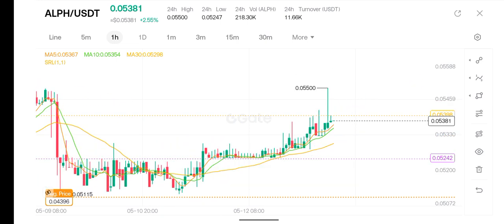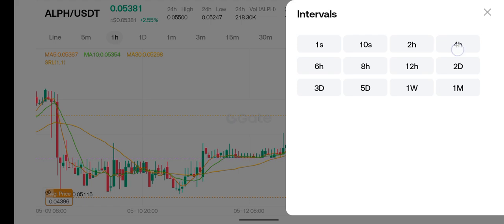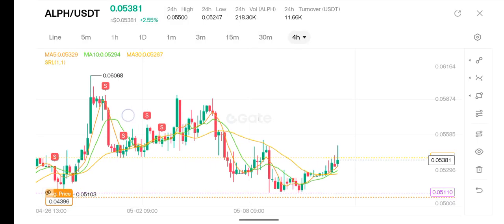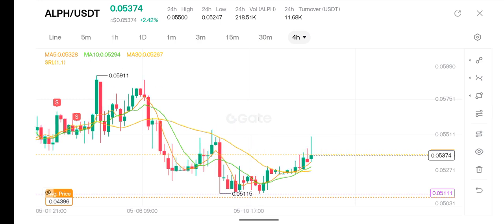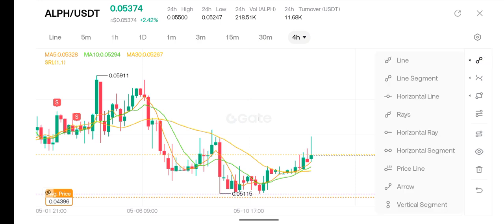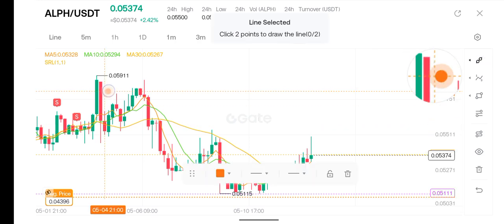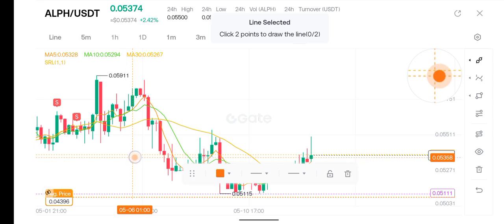For the 4 hours time frame, here we have a much more higher probabilistic trade because each candle represents 4 hours. So in a day, you're going to have about 6 candles. Well, 6 times 4 is 24, which is the 24 hours of a day. So currently now, let's draw this line here.